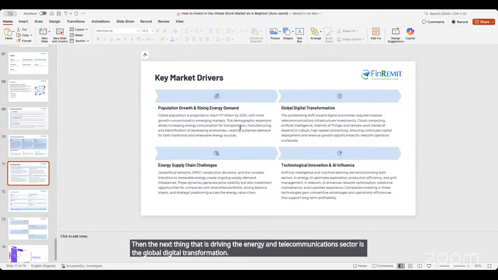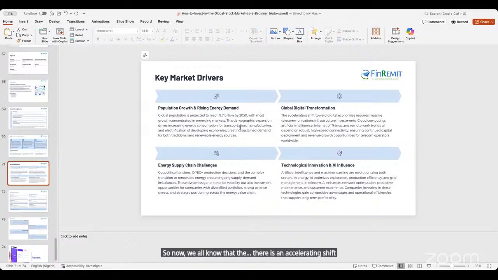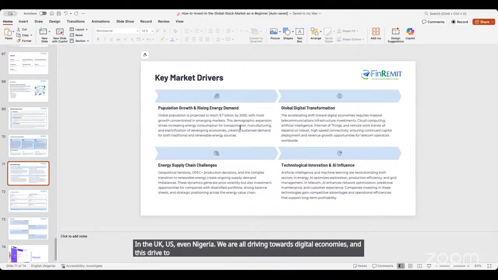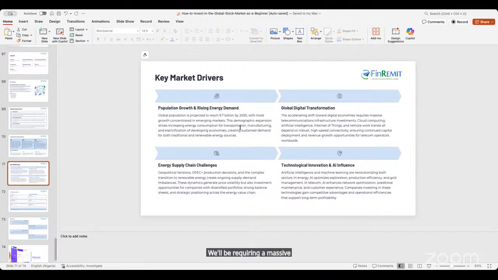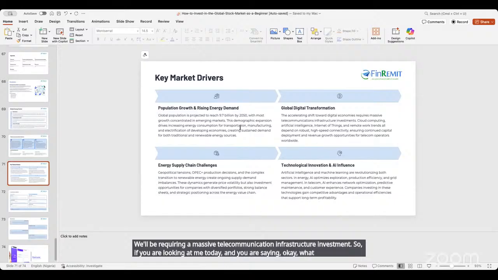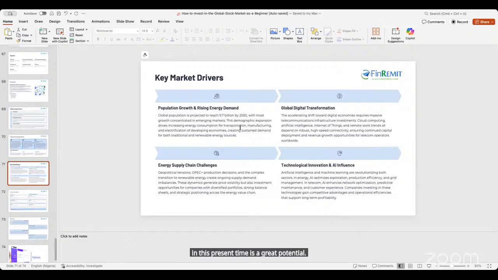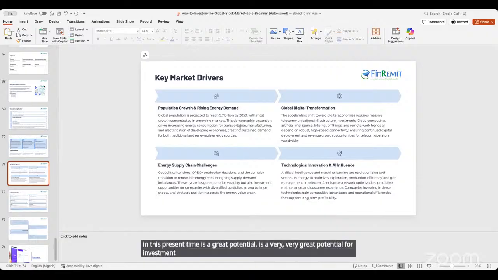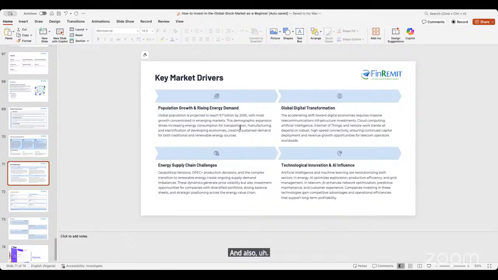So now we all know that there is an accelerating shift towards the digital economy. In the UK, US, even Nigeria, we are all driving towards digital economies. And this drive to digital economies will require massive telecommunication infrastructure investment. So if you are looking at me today and you are saying, okay, what can you really invest into? Like I've told us earlier, the surge in AI in this present time is a very great potential for investment in energy, renewable energy, and also cloud computing, and also data housing.